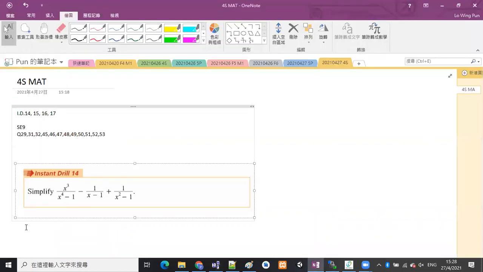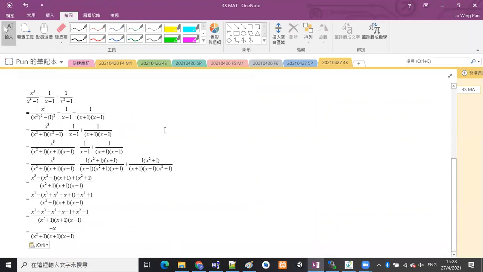Are you correct? Okay. The negative sign can be written on the top or on the bottom or in the front of the fraction. All of them are okay.